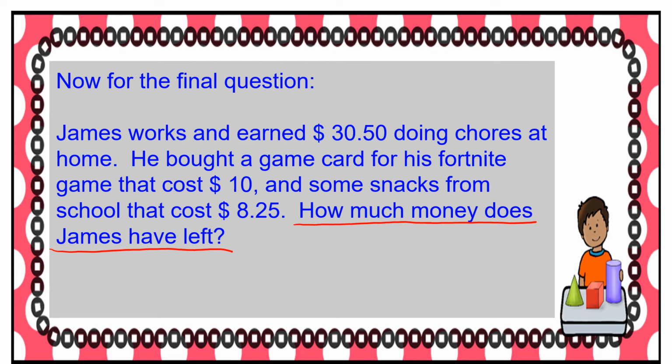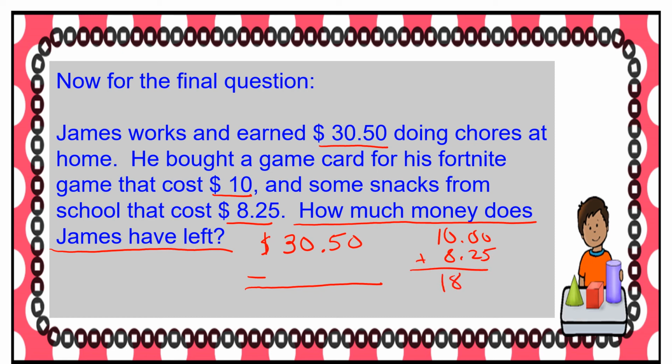Okay, welcome back. So let's see how you did. We know that he started with $30.50. He spent $10 and $8.25. My question is, how much does he have left? Well, if I take $30.50 and subtract some number, how do I find what that number is? I need to add $10 plus $8.25 for a total of $18.25.